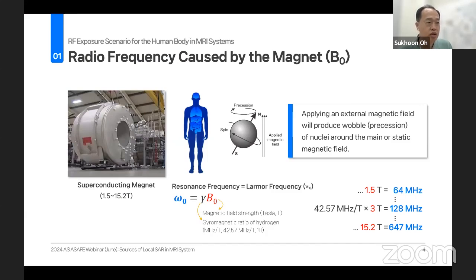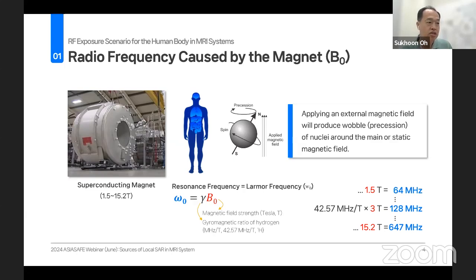First, I need to show where the radio frequency comes from in the MRI system. Modern MRI system uses superconducting magnets to generate the net magnetization vector, or M0 vector, in a human body, which consists of hydrogen or proton, about up to 70%. The strength of superconducting magnet is usually from 1.5 to 15.2 Tesla, which is very strong. When the proton is placed in a strong magnetic field, it wobbles around the axis of the magnetic field, so-called precession. The precession frequency of the M0 vector can be simply calculated as omega 0.